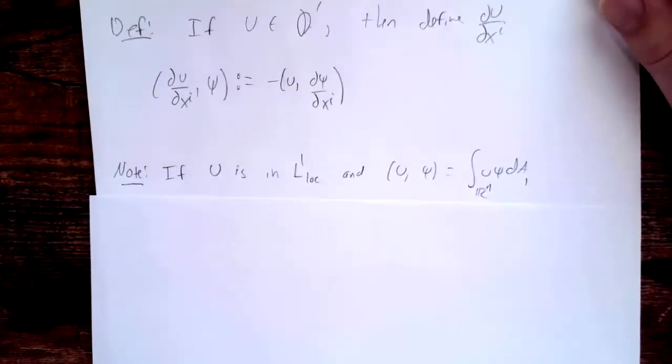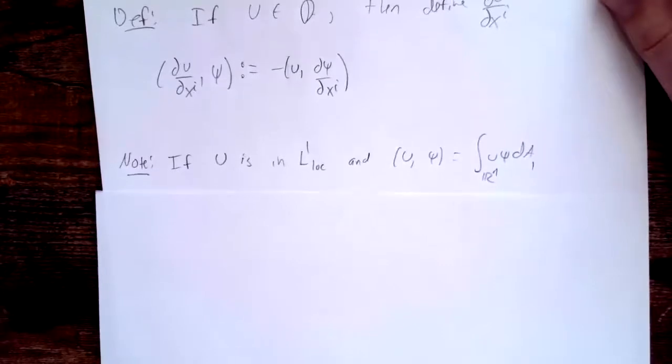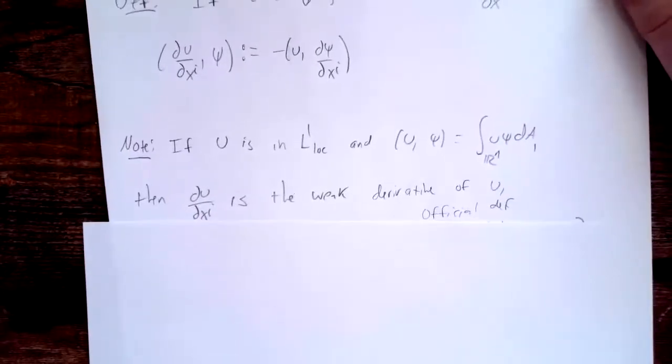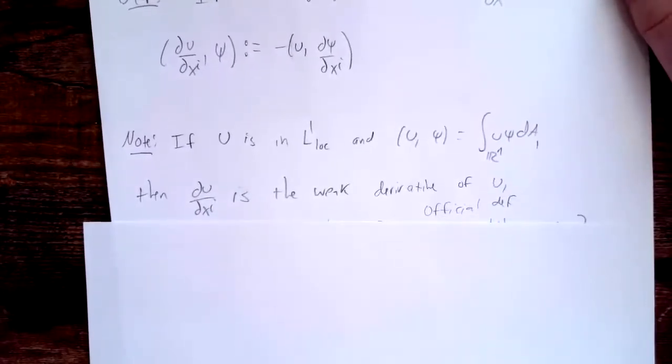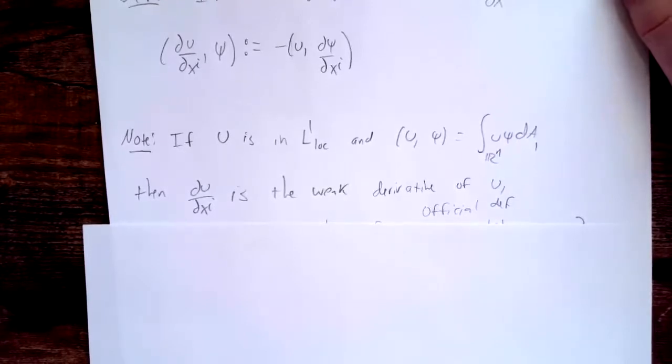So yeah, as a note, if u happens to be an L1 loc function, and if that pairing happens to be integration, then du/dxi will be the weak derivative of u, supposing that du/dxi also happens to be an L1 loc function.